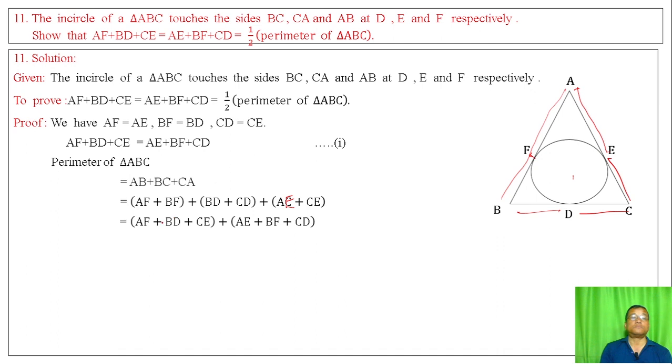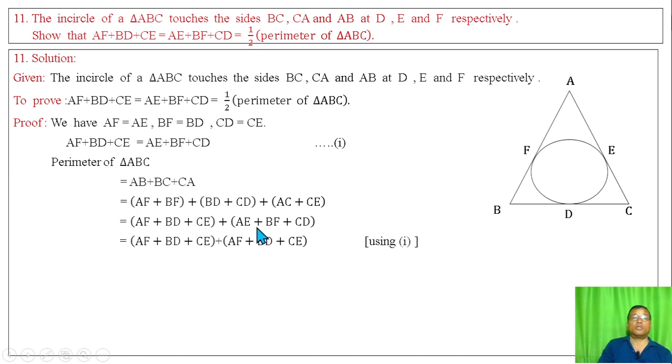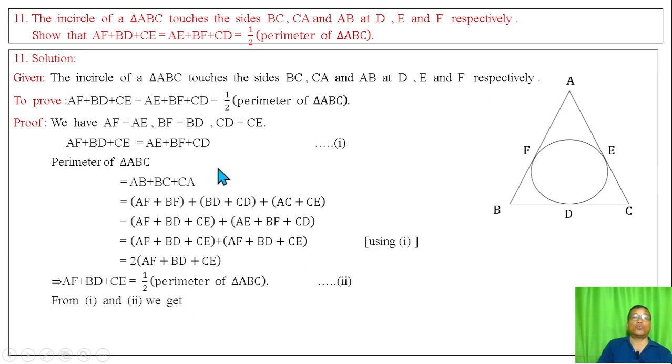AF here, BD here, CE here. For this, BF, CD, then AE is here. These two are equal in 1. Therefore, replacing these by their equivalent expressions, it is equal to twice, which is again equal to half times of this, which is 2. From 1 and 2, we have AF plus BD plus CE equal to AE plus BF plus CD equal to half of the perimeter of triangle ABC, hence proved.